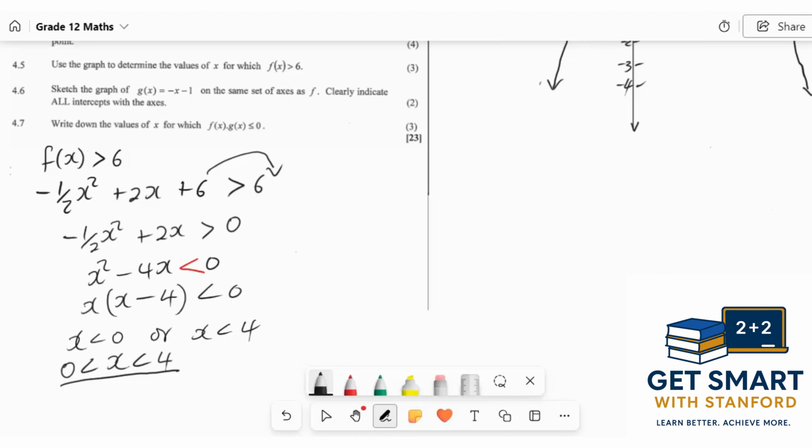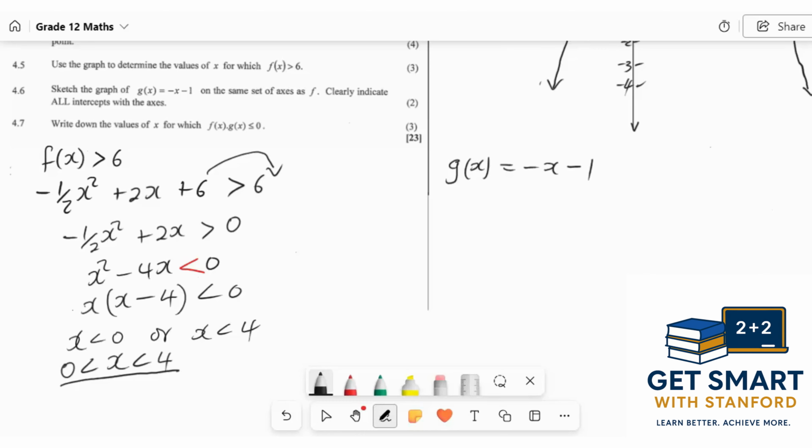So our solution is between these roots. Now that we know that our solution is between these roots and we have solved what they wanted us to solve, or to determine the value of x in that inequality, we can go to 4.6. 4.6, they say sketch the graph of g of x equals minus x minus 1 on the same set of axes as f.